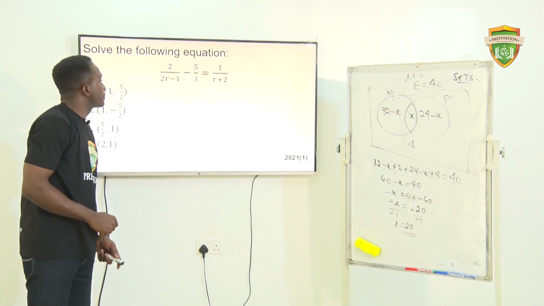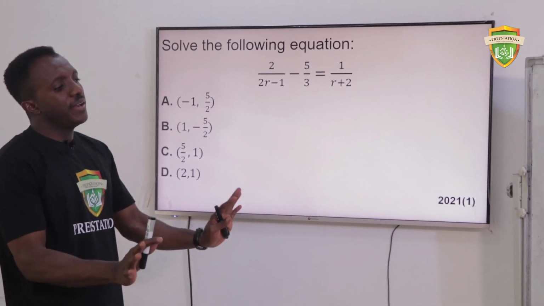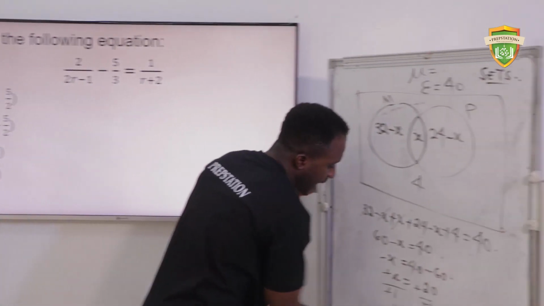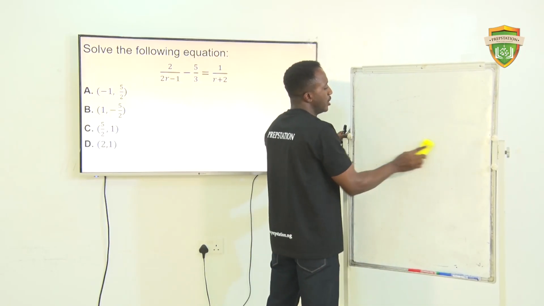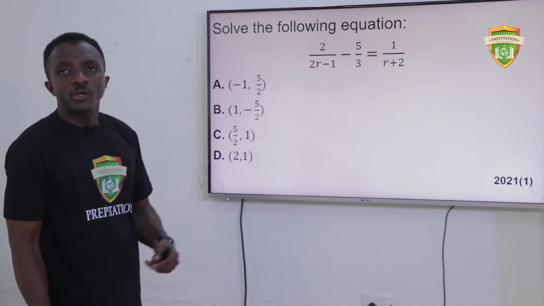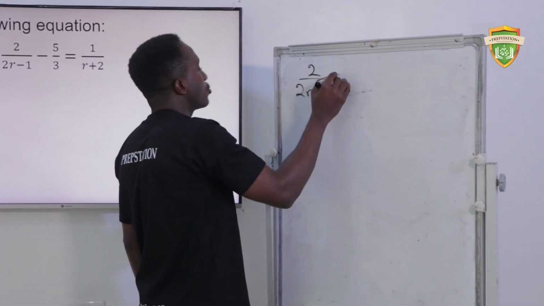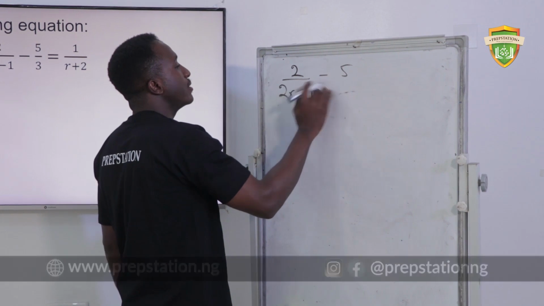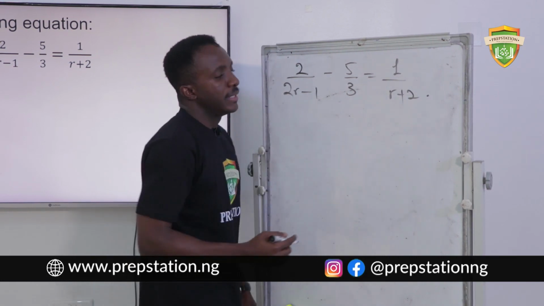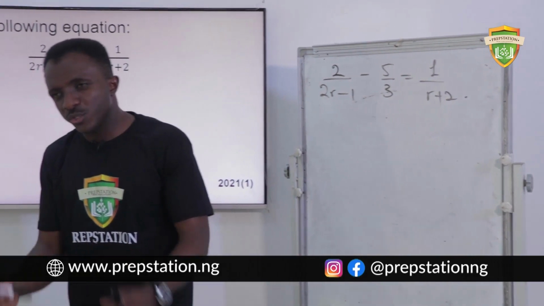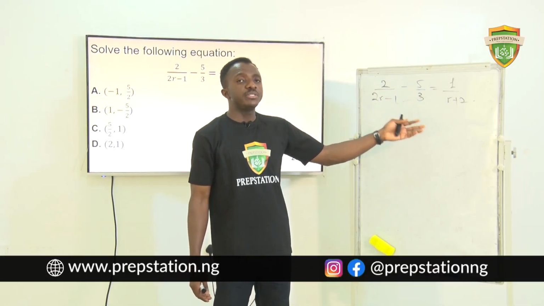Now let's go to the next question. Solve the following equation. Now this is a fraction problem. Very simple fraction problem. We can solve that question. Here we go. Fraction. Don't forget we're still on numbers and numeration. Solve the following equation. I have 2 over 2r minus 1, minus 5 over 3, equals 1 over r plus 2. Now I'm taking pains to solve a lot of questions for you because it will be very easy if you can understand everything I'm doing here.